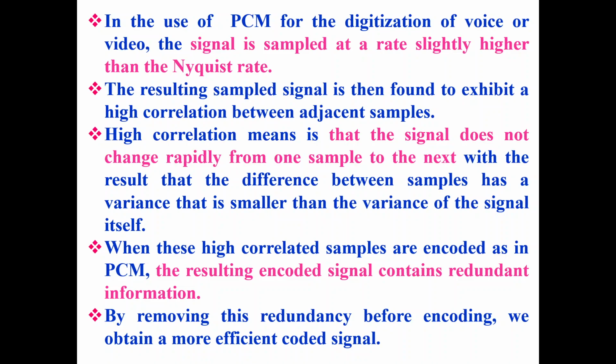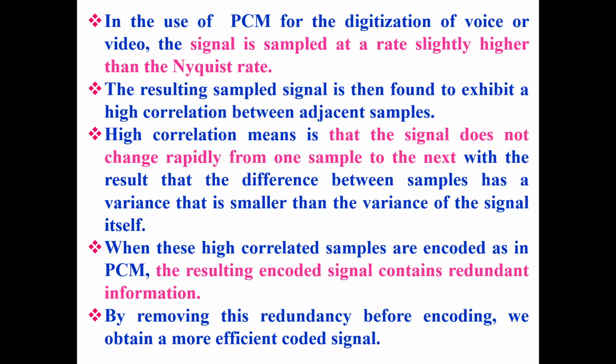Hope everybody knows it. And the resulting sampled signal will experience a high correlation between the adjacent samples. What is meant by high correlation? It means that the signal will not change rapidly from one sample to the next. When you compare the signals from one sample to the adjacent samples, it will change very slowly. The signal variation will be very, very less. It means that the variance of the signal is very, very small.